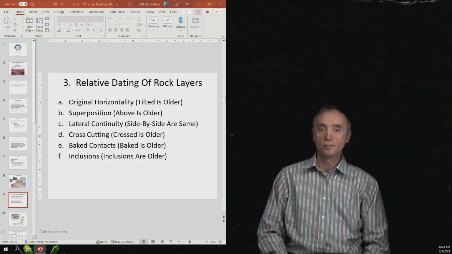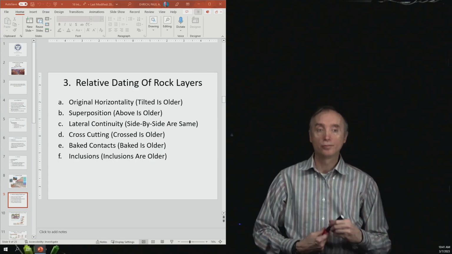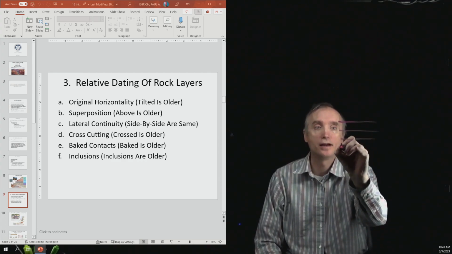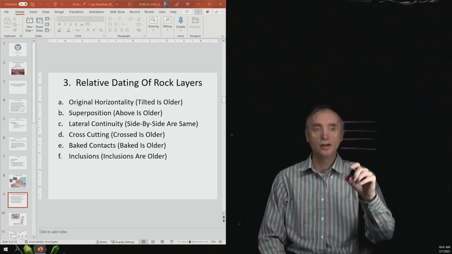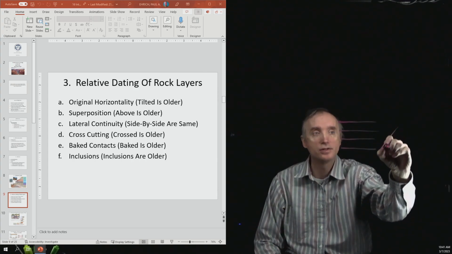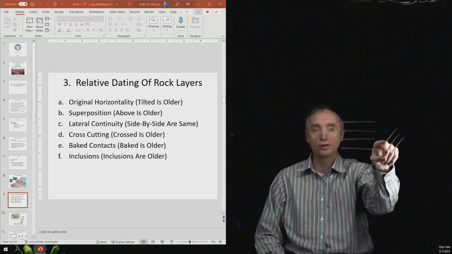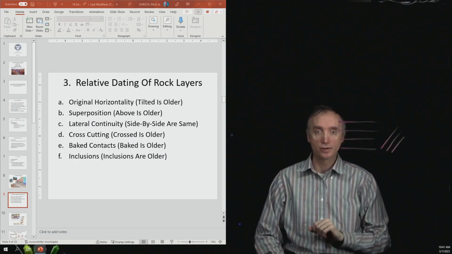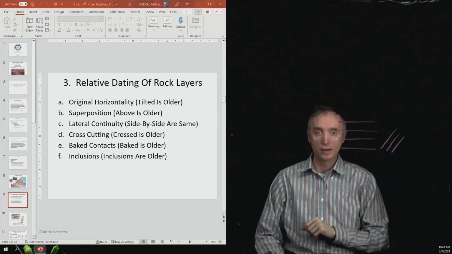So the first principle is going to be called original horizontality. And so this is going to say that when rocks, like sedimentary rocks, are laid down, they're going to be laid down in parallel, things like that. And if you see something that has been tilted like this, then you know that the tilting had to have occurred after it was laid down horizontally. So tilted beds are going to be older than horizontal beds.